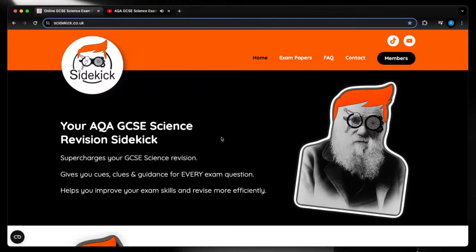So I'm going to spend 5 minutes now just showing you Sidekick very quickly, because I know we're here for other things, but I want to show you how this will help you when it comes to your revision. So we're going to go over to Sidekick now, and I'm going to show you the 2 ways in which Sidekick can help you. So this is the website.